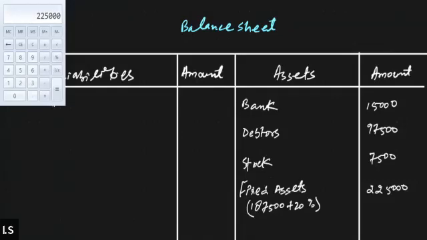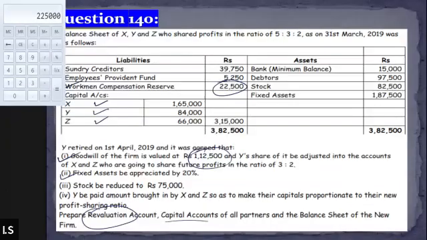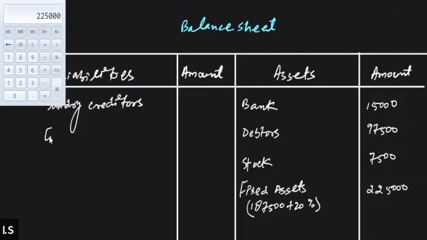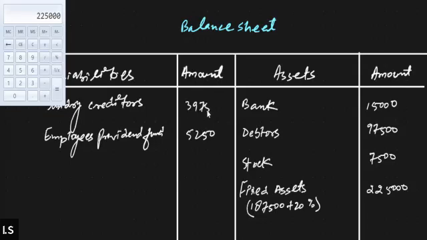So sundry creditors will remain unchanged. And other than sundry creditor, we have employees provident fund. That will still be reflected on the liability side since there is no adjustment given regarding the employees provident fund. Employees provident fund, and the amount was 5,250. Amount of creditor was 39,750. Right, everyone?